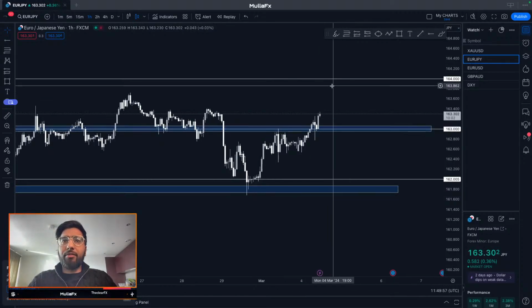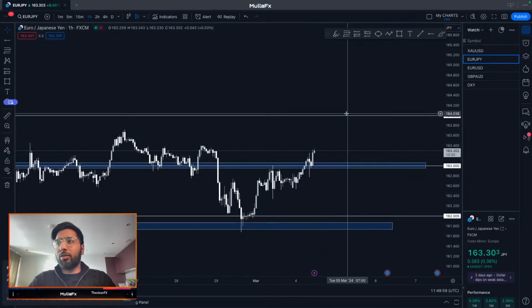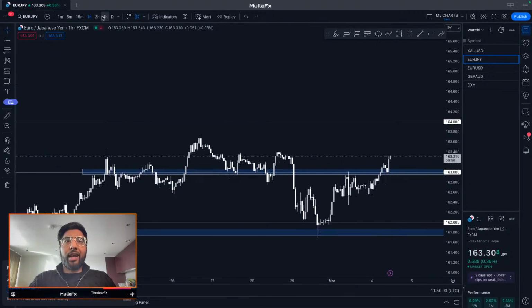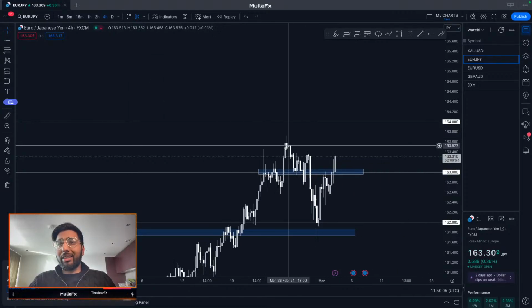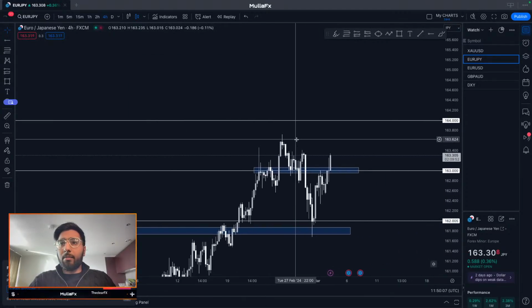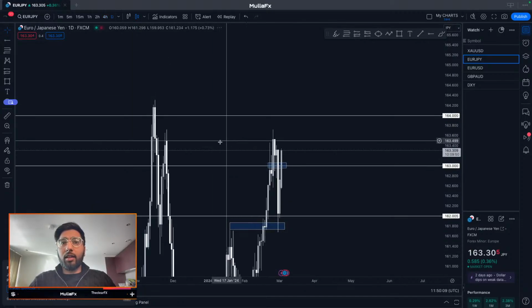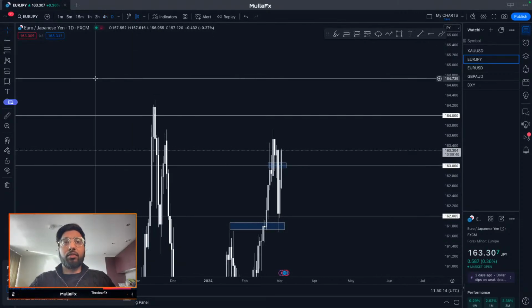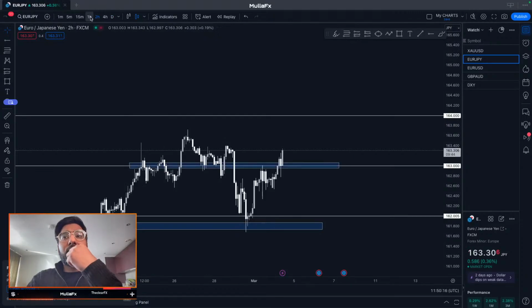Looking at this, we definitely want to see price getting to 164, potentially even 165. 164 for now, because that's breaking these highs over here. I definitely want to see that. I don't think it breaks these highs just yet, but definitely want to see 164. So that's my trade setup.